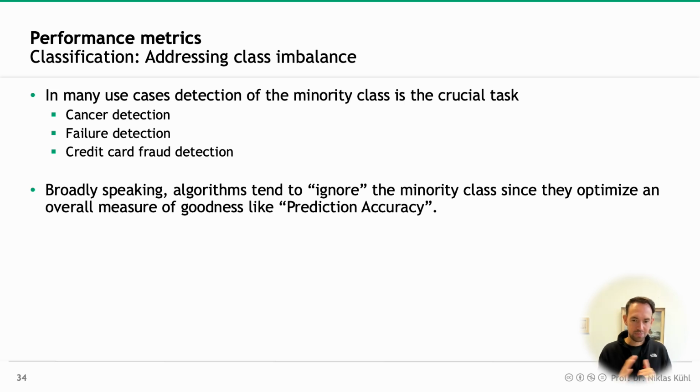It's, I would say, the absolute standard. And why is that an issue? Because broadly speaking, the algorithms tend to ignore this minority class since they optimize for an overall measure of goodness like accuracy. And we'll see that in a second.